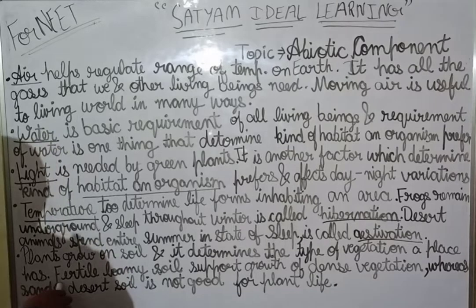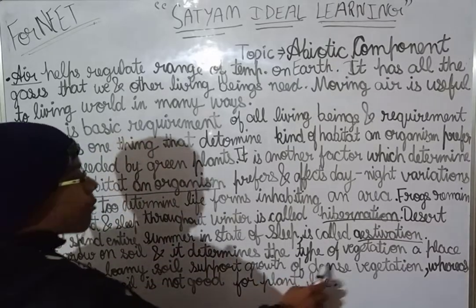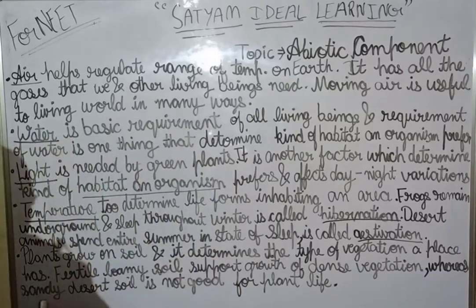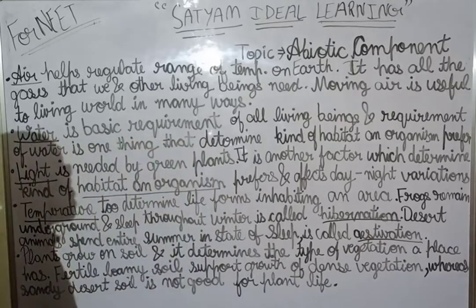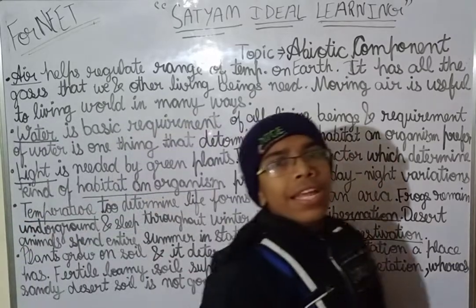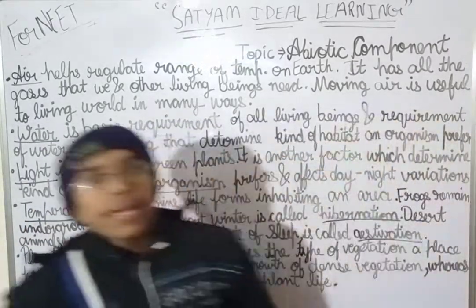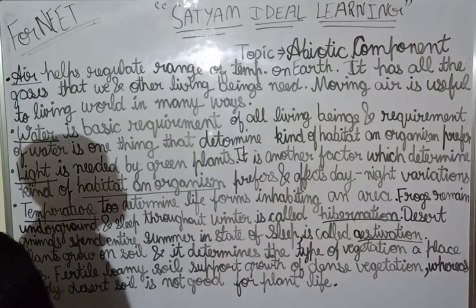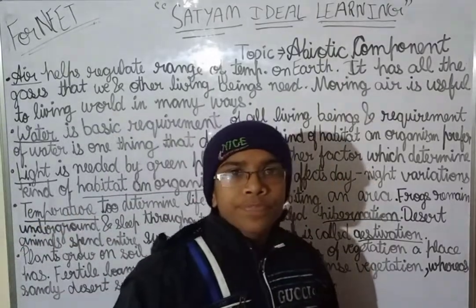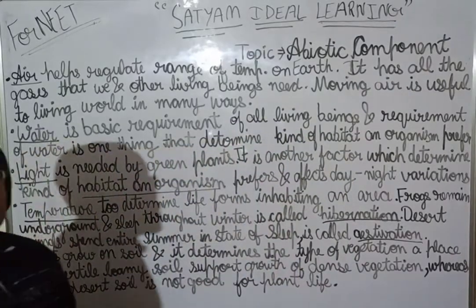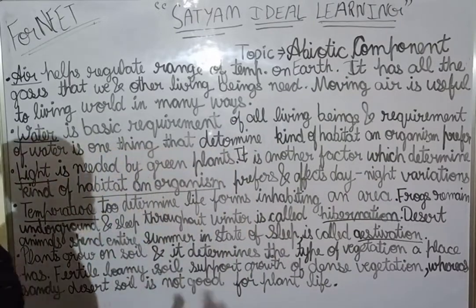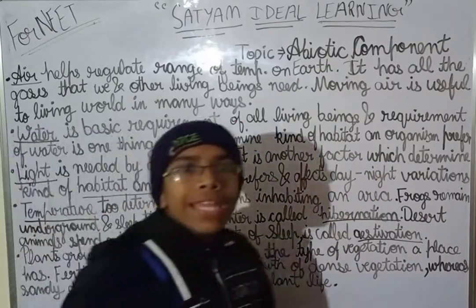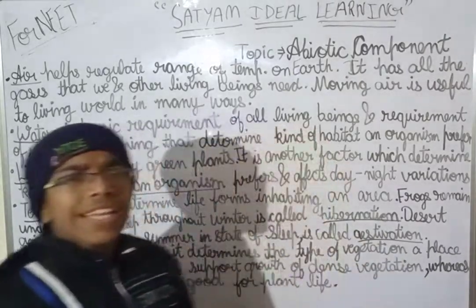So fertile loamy soil supports growth of dense vegetation, whereas sandy desert soil is not good for plant life. There are very few people in the desert areas. Clear? And the animals are also adapted that way, because in deserts there are camels which can drink a very large amount of water at a time.